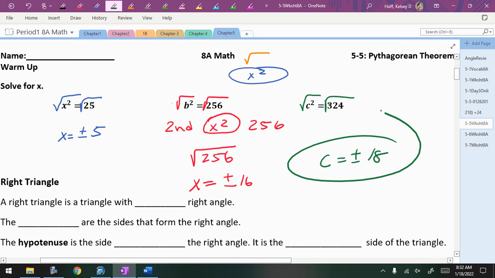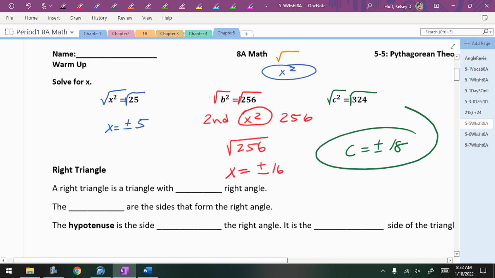Okay, now why would we do that when we've been talking about triangles and angles? So this impacts us today. Today our main focus is right triangles. A right triangle is a triangle with one right angle. What's a right angle? 90 degrees. Very good. So a right triangle is a triangle that has a 90-degree angle.